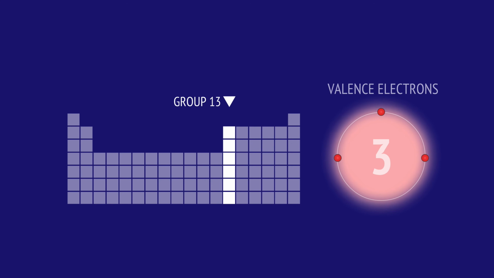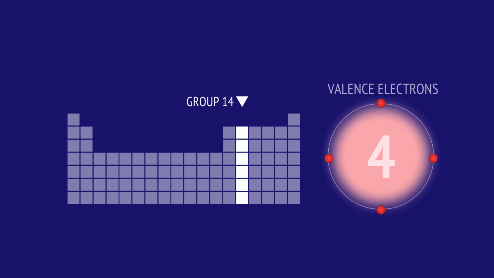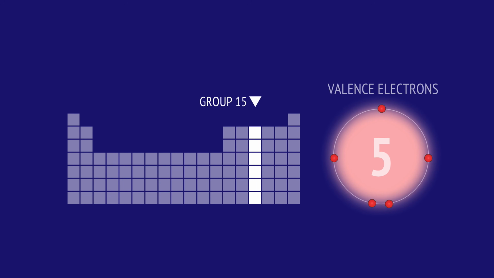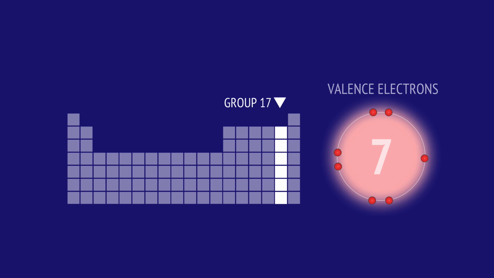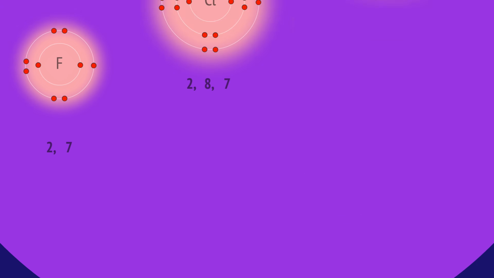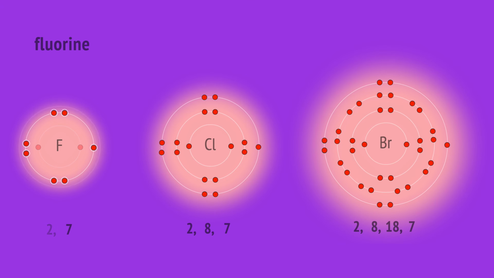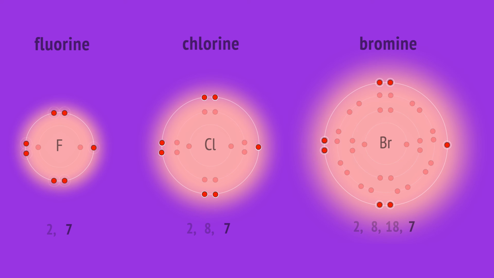If we jump over to group 13, we find elements with 3 valence electrons. Group 14 elements have 4. Group 15 have 5. Group 16 elements have 6. And group 17 elements have 7 valence electrons. And that's why fluorine, chlorine, and bromine have similar chemical properties.